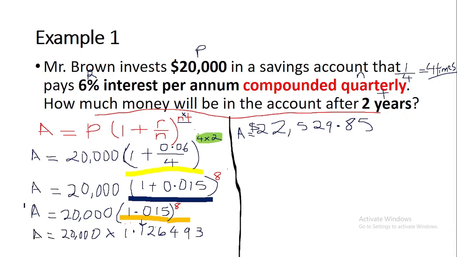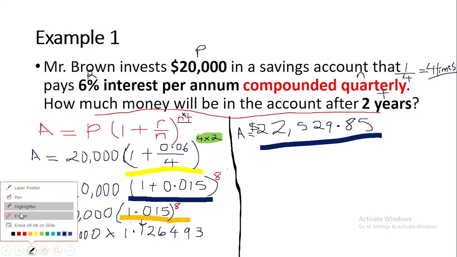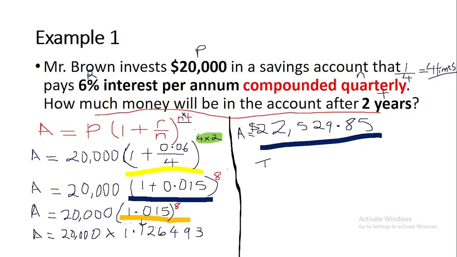So let's highlight this right here, and this is going to be our total amount, because we know that A stands for total amount. So that's the total amount after 2 years. Alright, so now that we have that out of the way, we're going to look at this example right here, and we'll end the video with that example.